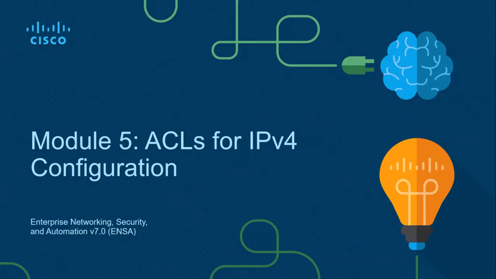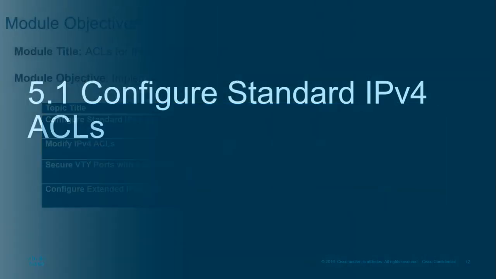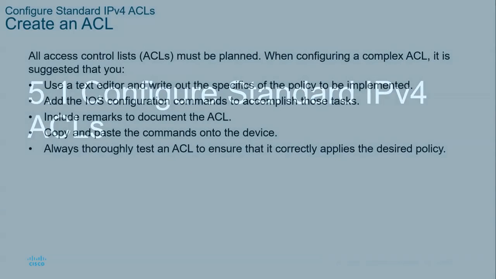So this chapter we're going to cover in parts, not step by step slowly. The areas to look at: configure standard IPv4 access control list, modify IPv4 access control list, secure VTY ports with standard, and then configure extended IPv4 access control list. So we'll start with configure standard IPv4 access control list.